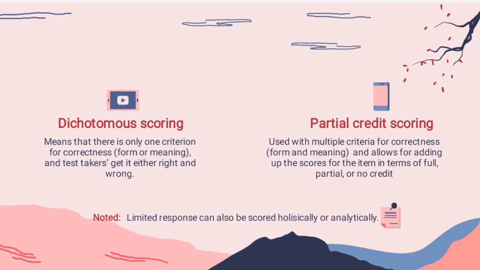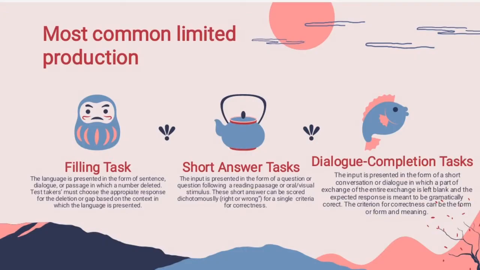There are three of the most common limited production tasks. The first is the fill-in task. The language is presented in the form of a sentence, dialogue, or passage in which a number of words are deleted. Test takers must choose the appropriate response for the deletion or gap based on the context in which the language is presented. The second is the short answer task.